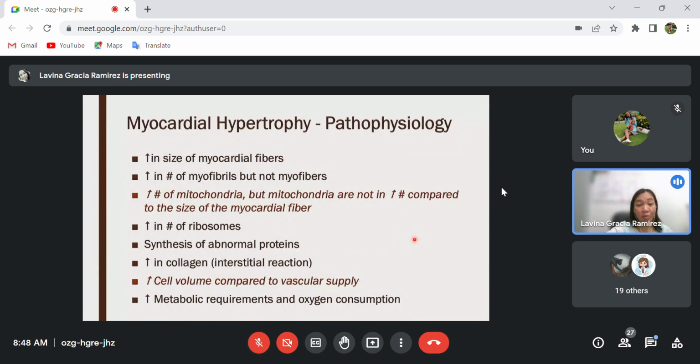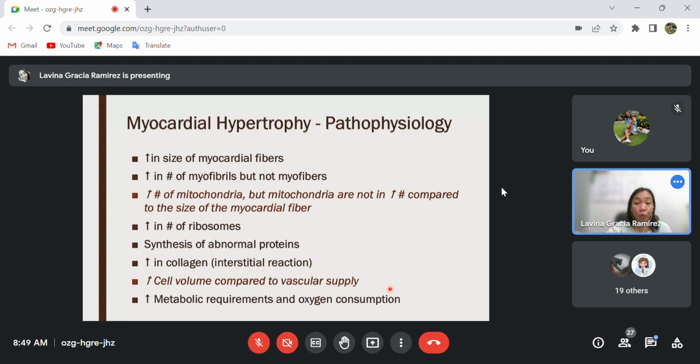So these, okay, actually these follow. Okay, so ito yung mga susundan niya, no? Kung makikita nyo, the mitochondria and the cell volume are the parang negative part na pwedeng pagsimulan ng kanyang pathology. Okay, yung kanyang disease thereafter. Okay, kapag na-saturate or sa long-term hypertrophy.